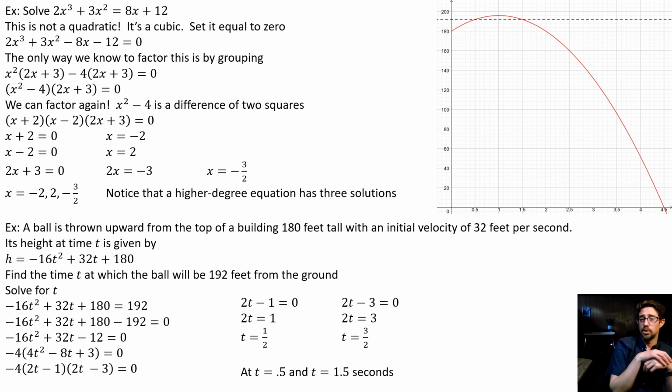All right, so at t equals 0.5 and t equals 1.5 seconds, that's when the ball will be exactly 192 feet off the ground. Okay, we're doing physics. Very fancy.